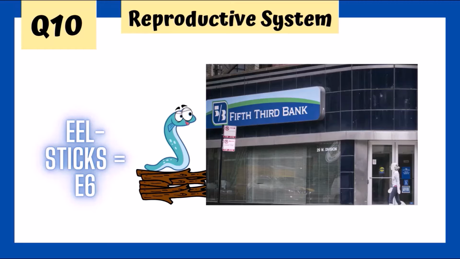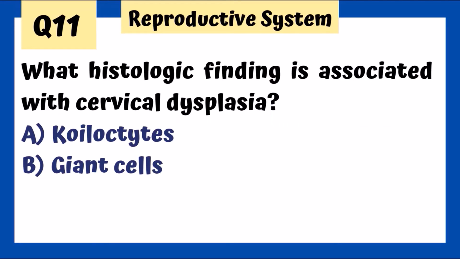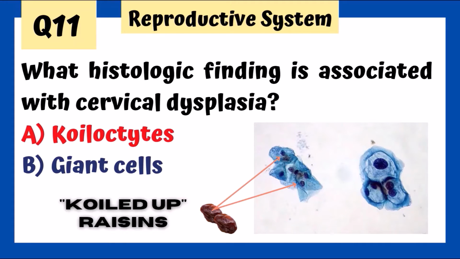There's going to be unchecked cell growth, and that's what leads to the tumors. Question 11. What histologic finding is associated with cervical dysplasia, coilocytes, or giant cells? It is the coilocytes. That's what you look for. I like calling them coiled up raisins. Well, they look like coiled up raisins under the microscope. Coiled up reminds us of coilocytes.